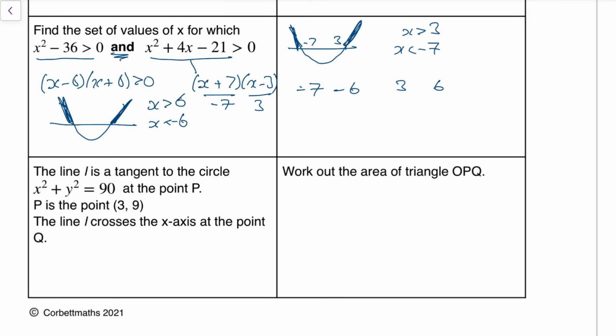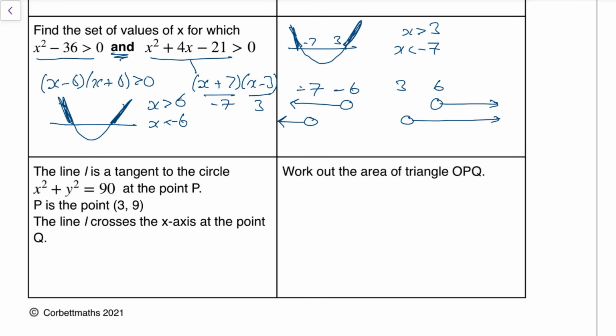Now, let's put all this in one chart. The first bit tells me that I want all values that are greater than 6 or all values that are less than 6. The second part tells me that I want all values that are greater than 3 or all values that are less than minus 7.